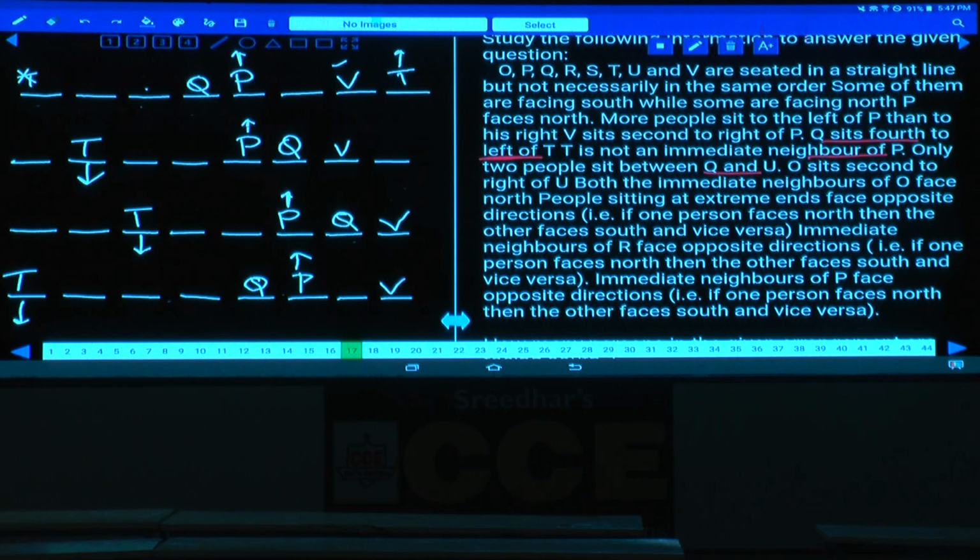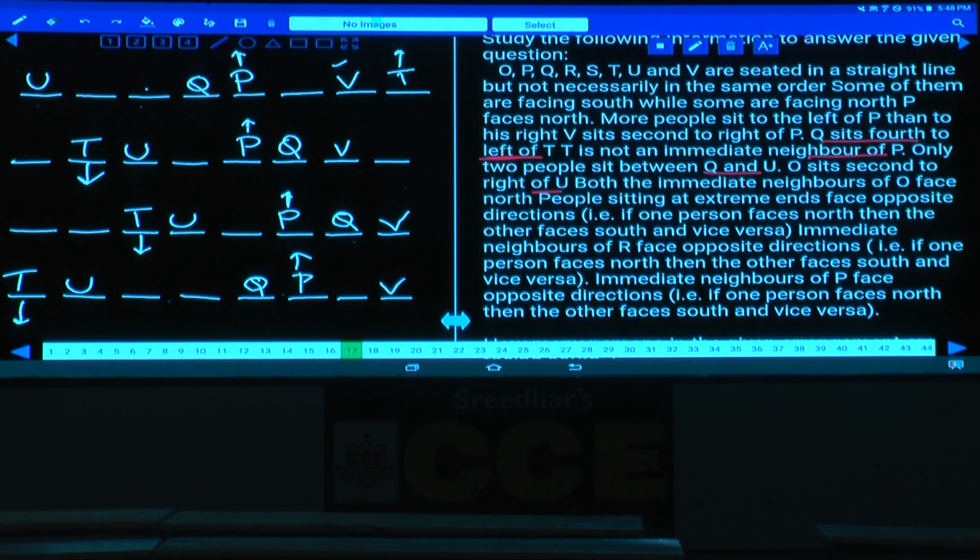As only 2 people between Q and U, now in the first case, where should this U be? U must be at the corner. Only 2 people between Q and U. Now, in this one, U must be at this place because 2 people in between Q and U. Now, in this case, U must be here. Now, in this case, between Q and U, there must be exactly 2 people, U must be here. And O sits second to the right of U.